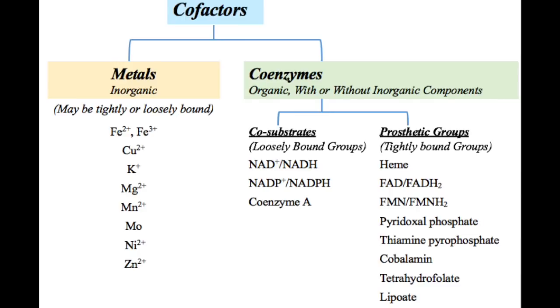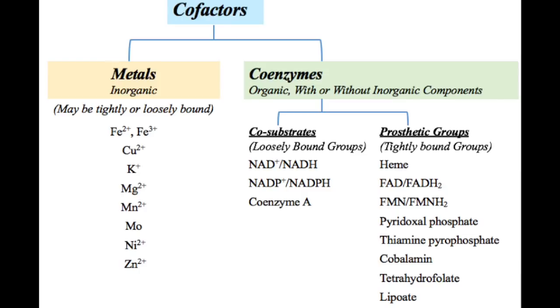And again, we're going to see these throughout the semester. We're going to talk about some of these in more detail in the next lecture. So you're going to have to know which cofactor fits in which classification, which are coenzymes or metals, which coenzymes are co-substrates, and which are prosthetic groups. Knowing this will help you as you go on further in the semester. So it's a good idea to memorize this now.